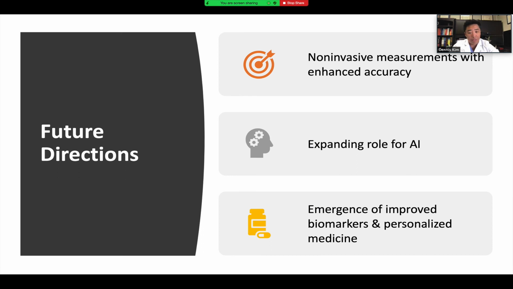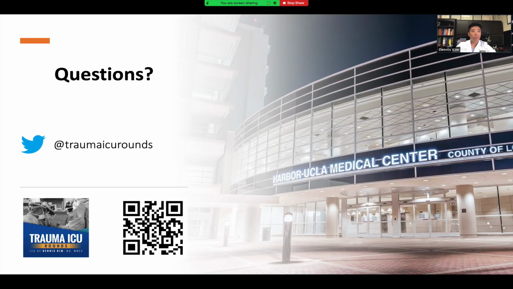In terms of future directions, I think there's a lot that's happening currently and will be happening in the future. Improving the accuracy of our non-invasive measurements is something we're ever looking at. The expanding role for artificial intelligence and better use of the EHR in terms of reacting to subtle changes in physiology, I think, are important, as well as the emergence of improved biomarkers and personalized medicine. And we're seeing a lot of this, some groundbreaking research being done, particularly in the areas of SIRS, sepsis, and septic shock.